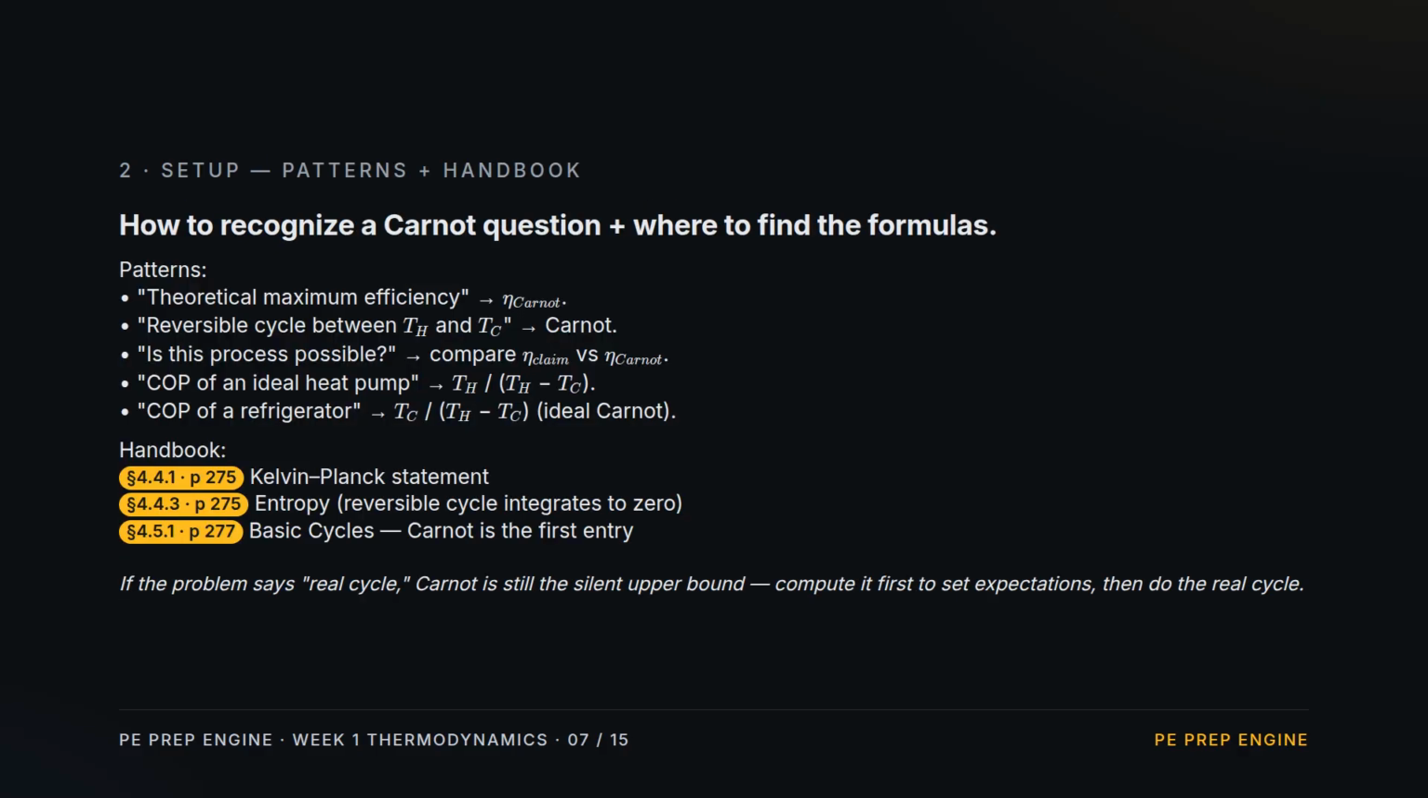Pattern recognition. Theoretical maximum efficiency, or reversible between 2 fixed temperatures, means Carnot. Is this process possible? Means compare the claimed efficiency to Carnot. COP of an ideal heat pump is TH over delta T. A Carnot refrigerator is TC over delta T. If a problem says real cycle, Carnot is still the silent upper bound. Compute it first, then solve the real cycle.